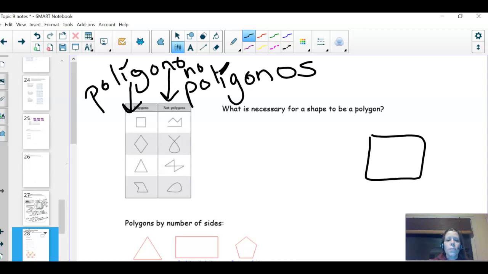Okay, so we're going to put some answers over here. Okay, and I want you to jot those in. The first thing, let's see how you did. It has to be closed. So it has lines and it's closed. The shape is closed. Está cerrado.